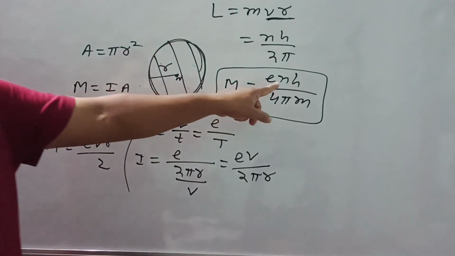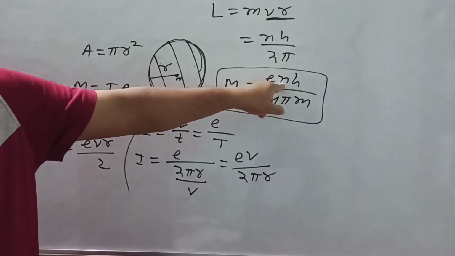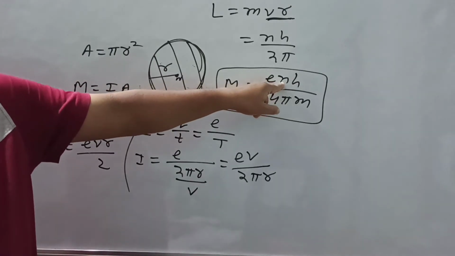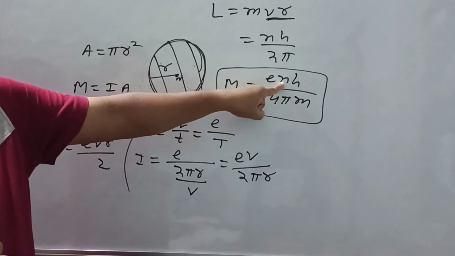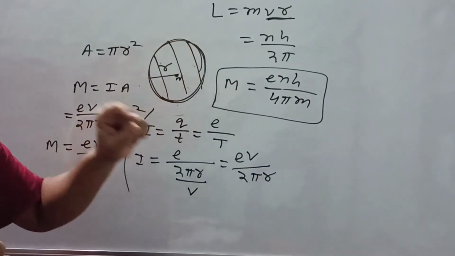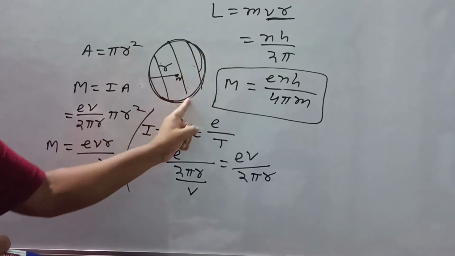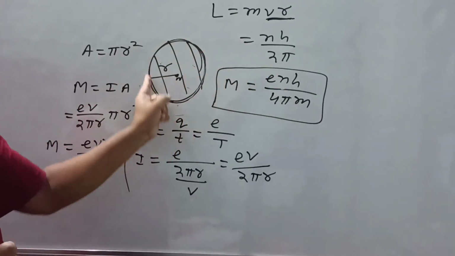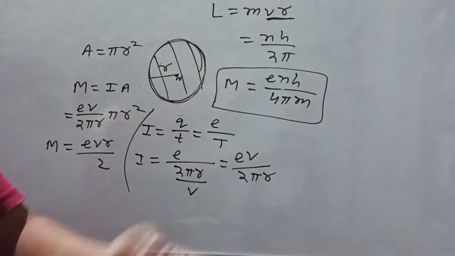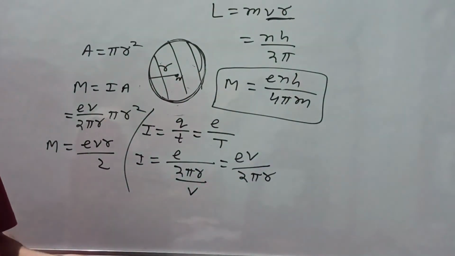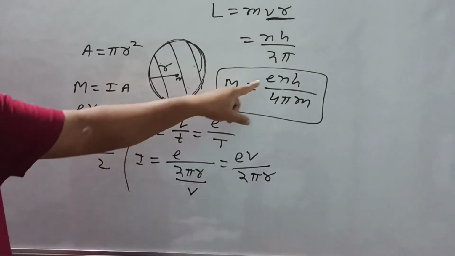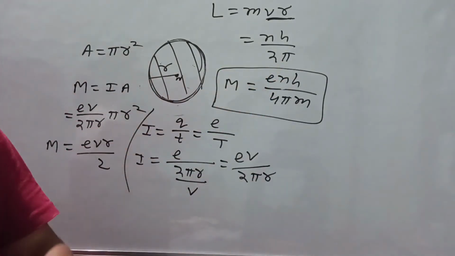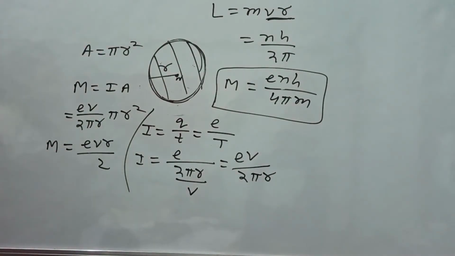You know what is this n? n is the number of orbit. If n is equal to 1, you say first orbit. n is equal to 2 means second orbit. n is equal to 3 means third orbit. Suppose an electron rotates in the third orbit, I mean it moves in the third orbit. So what is its dipole moment? You place n is equal to 3. That gives you the dipole moment of that electron in that orbit. So this is the magnetic dipole moment of a revolving electron.